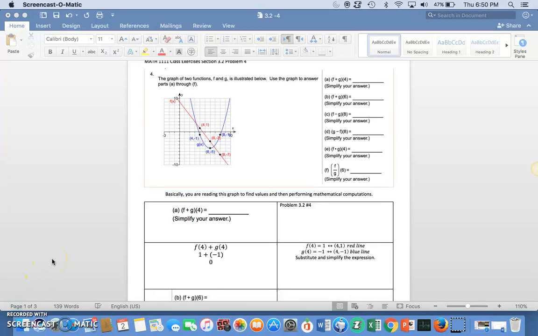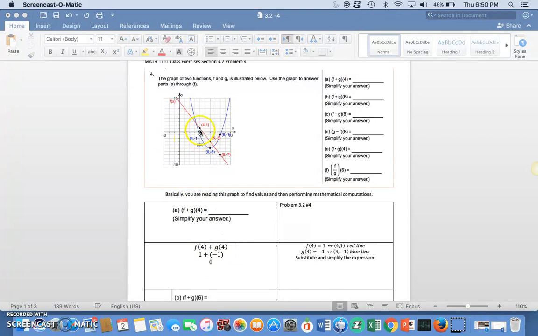Okay, this is section 3.2, problem number 4. You have two graphs here. You have a graph of the function f of x, which is this line, and a graph of the parabola. The blue one is g of x. And your first little problem A here is f plus g of 4. That means you want to find what f of 4 is, you want to find what g of 4 is, and then add them together.